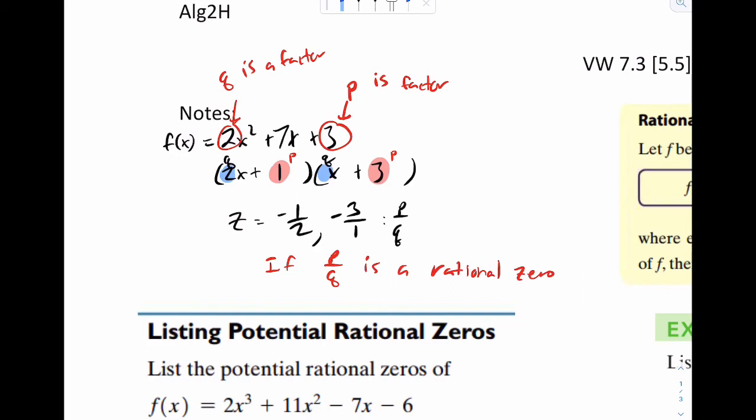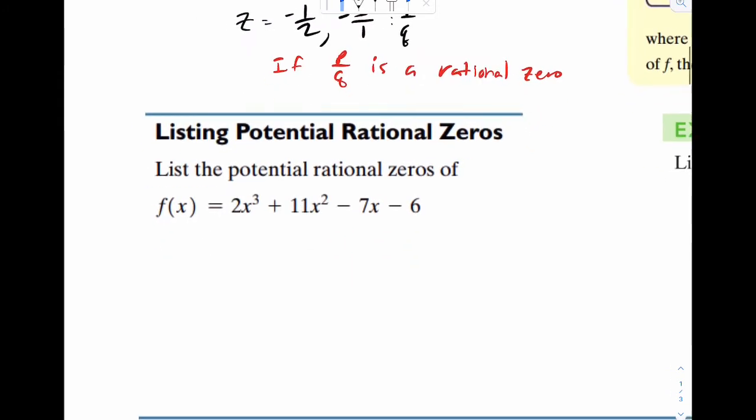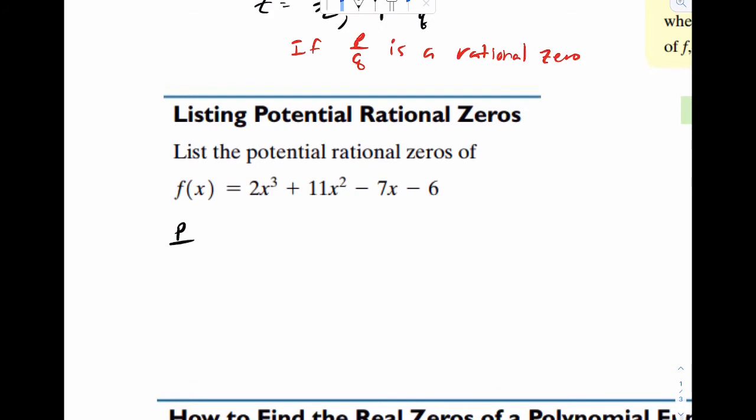So for the first problem, it says list the potential rational zeros, meaning these are just potential. You're going to write p over q to help you. So here's your p, right there's your q. Put a big plus or minus, and then we're going to put a bracket like that. On the numerator, write all the possible factors of 6. So that would be 1, 2, 3, and 6. On the bottom, all the factors of 2, 1 and 2.